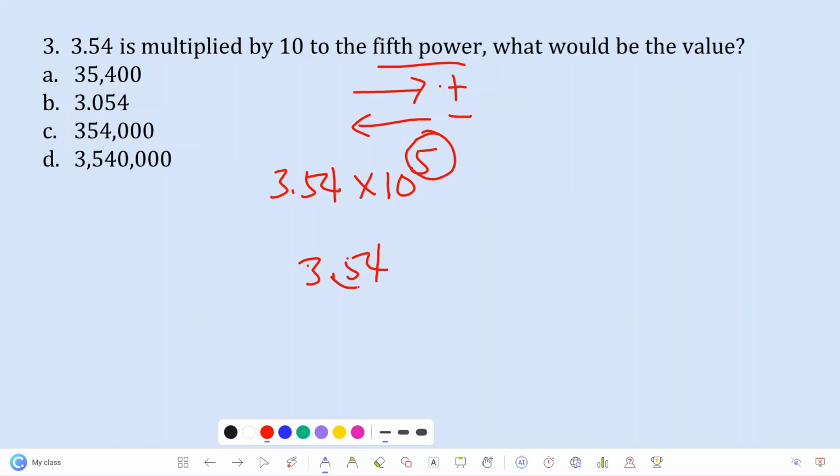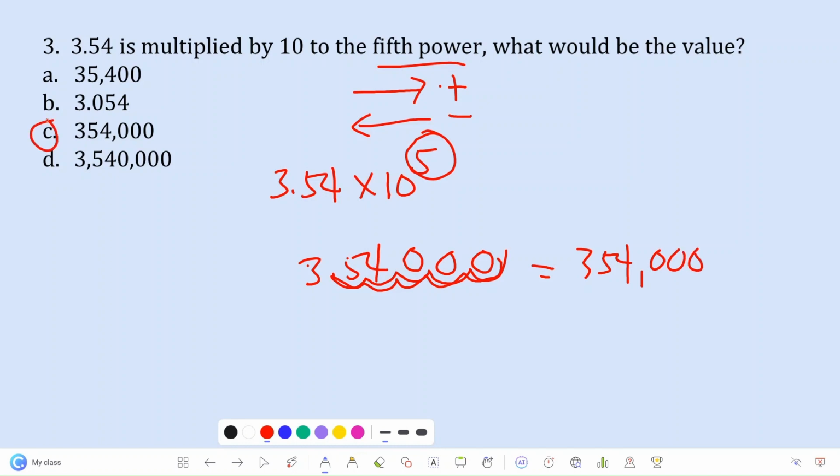So, we have 1, 2, 3, 4, 5. Again, 1, 2, 3, 4, 5. And in between those places, we write 0, 0, and 0. Therefore, 3.54 times 10 to the fifth power is 354,000. And that is letter C.